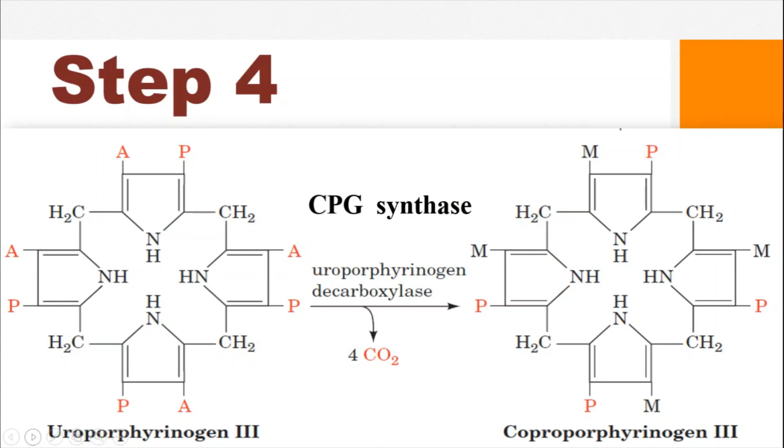This uroporphyrinogen 3, with the help of another enzyme called CpG synthase. Here you can appreciate in every step the enzyme has 2 names. One is the functional name, one is according to the substrate, one is according to the product. So CpG synthase is also known as uroporphyrinogen decarboxylase. That means 4 carbon dioxide in step 4 they removed.